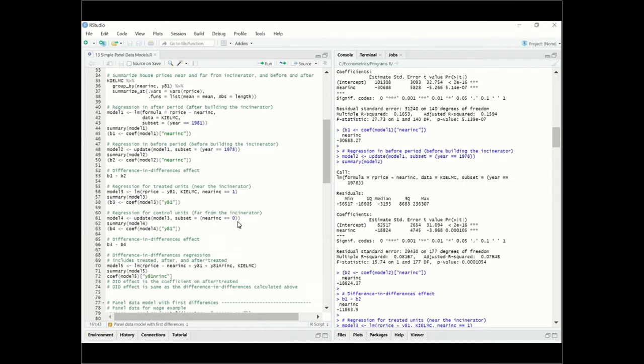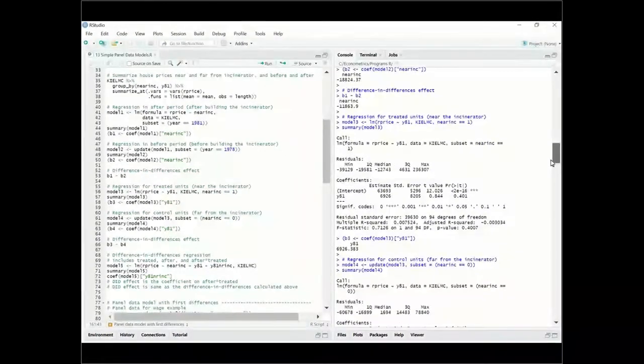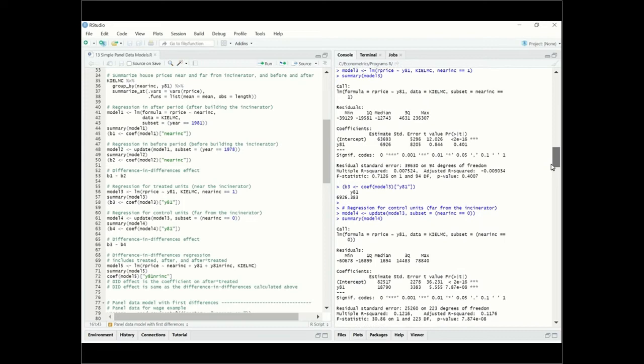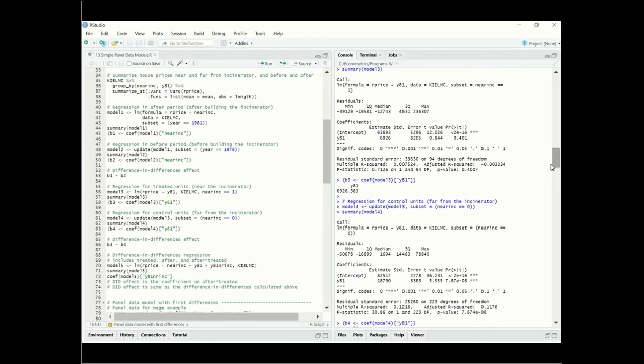If we estimate this model and get the coefficients, these are the coefficients that we have here. So here we have the house price regressed on the after dummy variable for the after period. For the treated units, we have that house prices increased by about $7,000 in the after period.